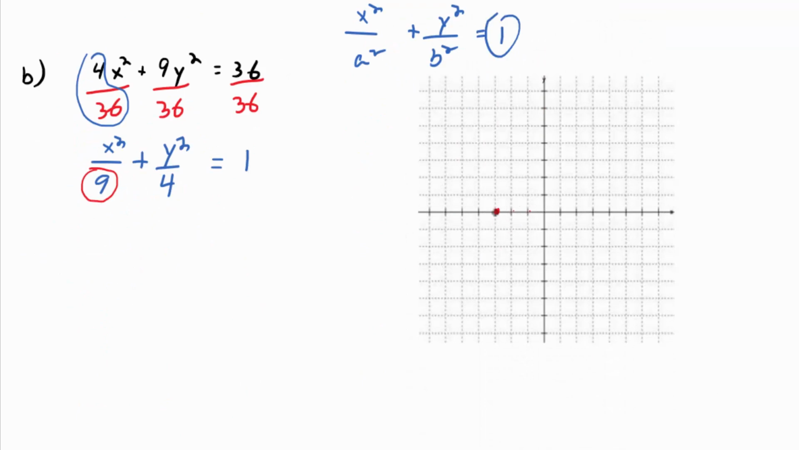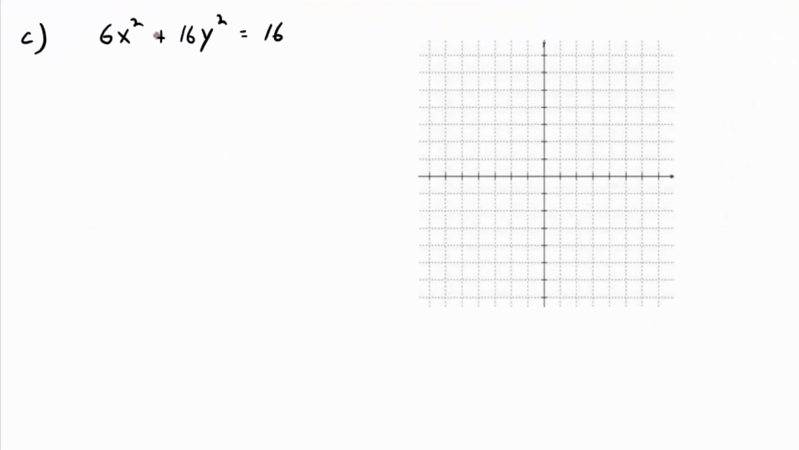1, 2, 3. 1, 2, 3. Up and down, how far this time? 2. Oh, so it's going to be stretched out horizontally this time, isn't it? It's going to be longer horizontally than it is vertically. Good enough. Oh, you know what the difference is here?